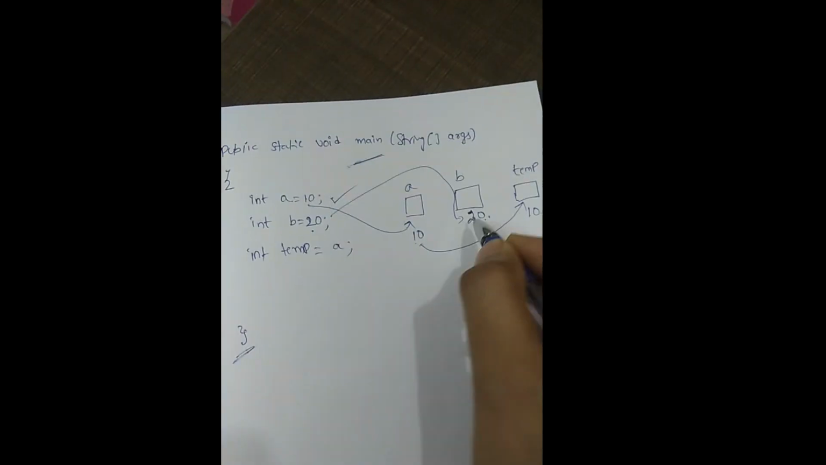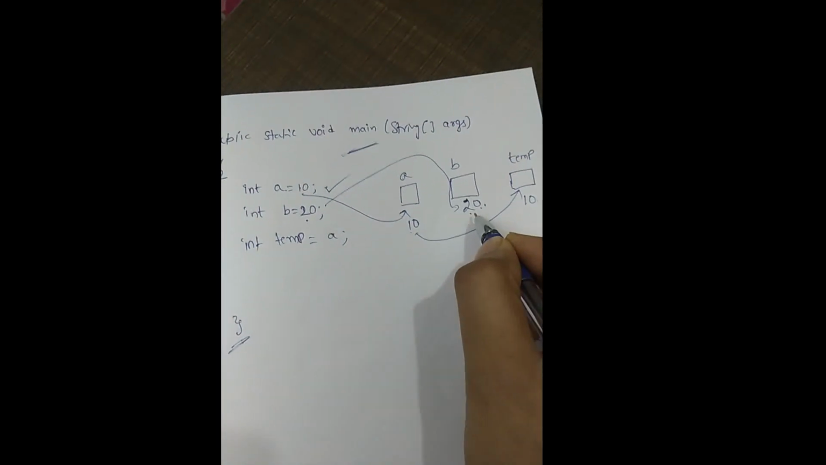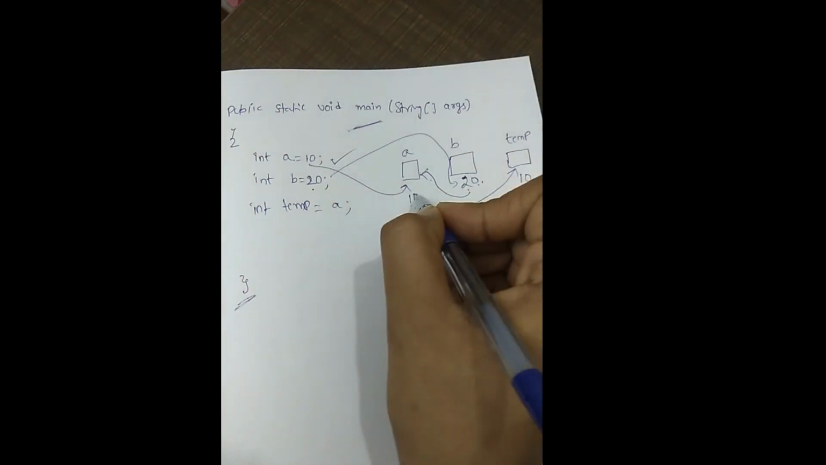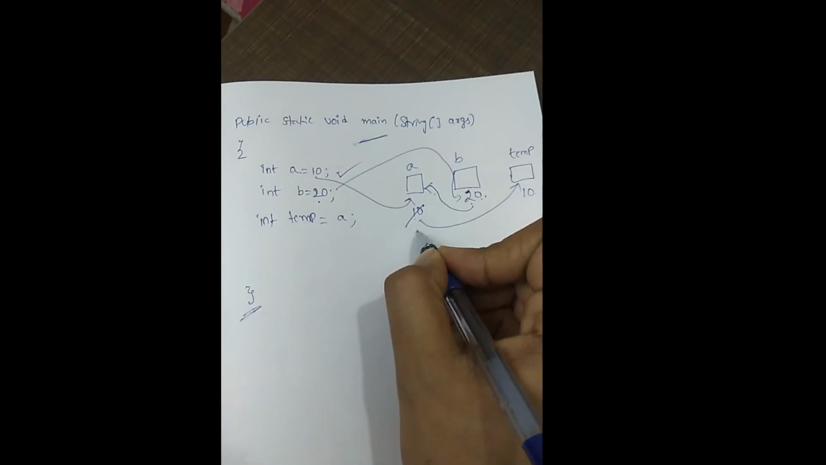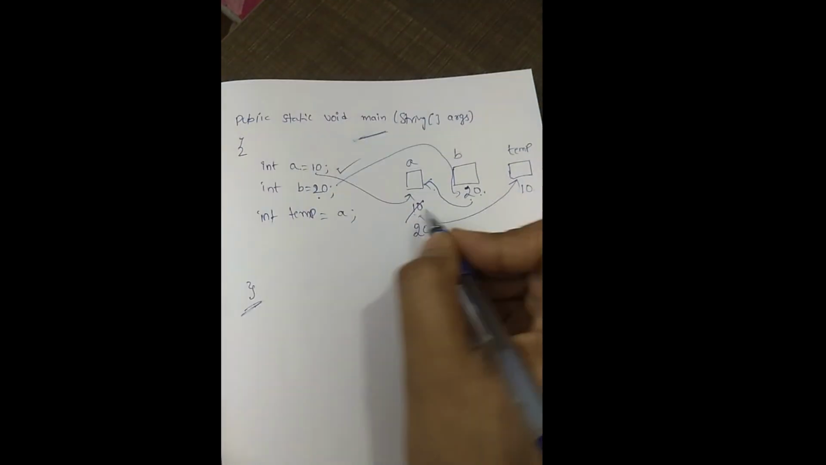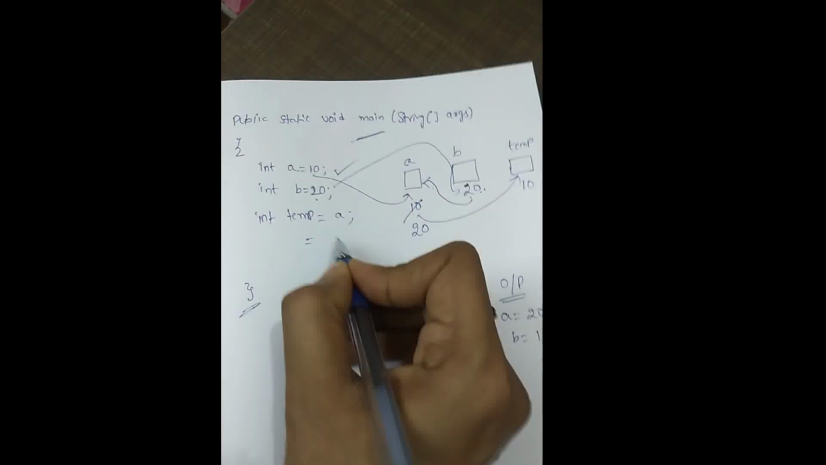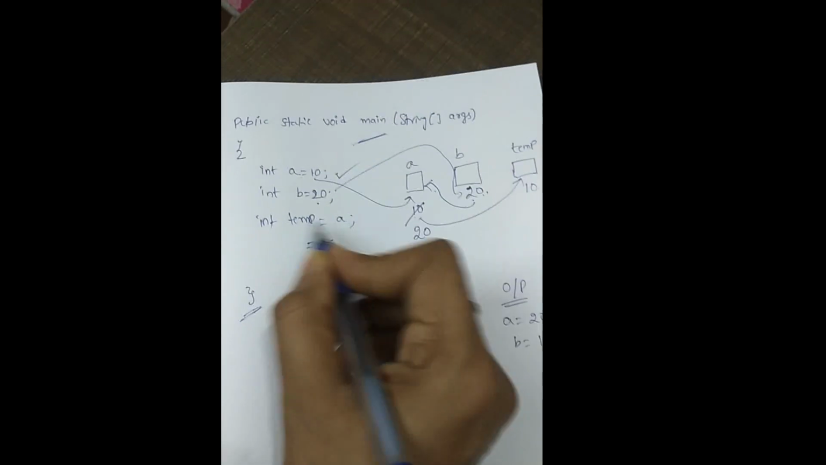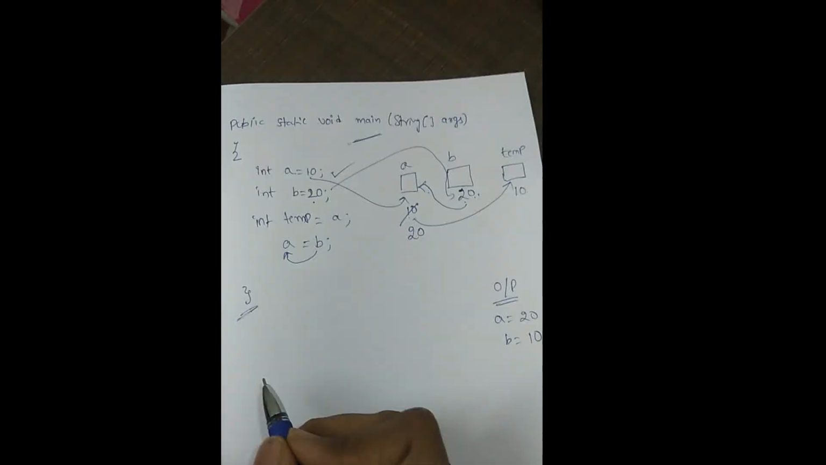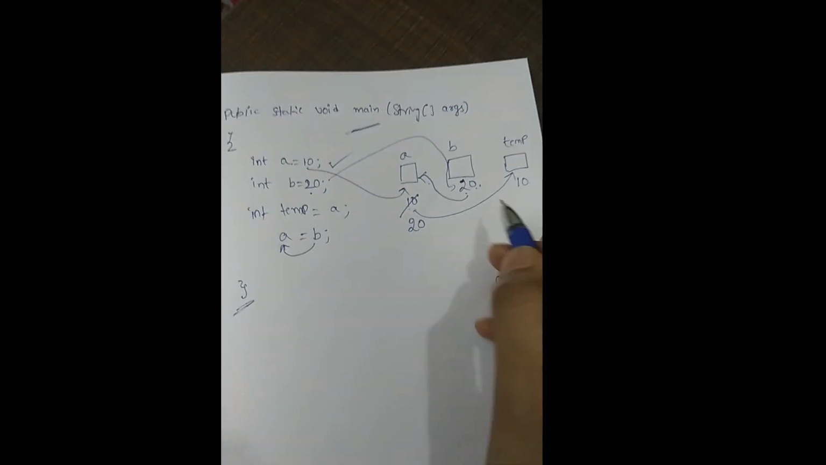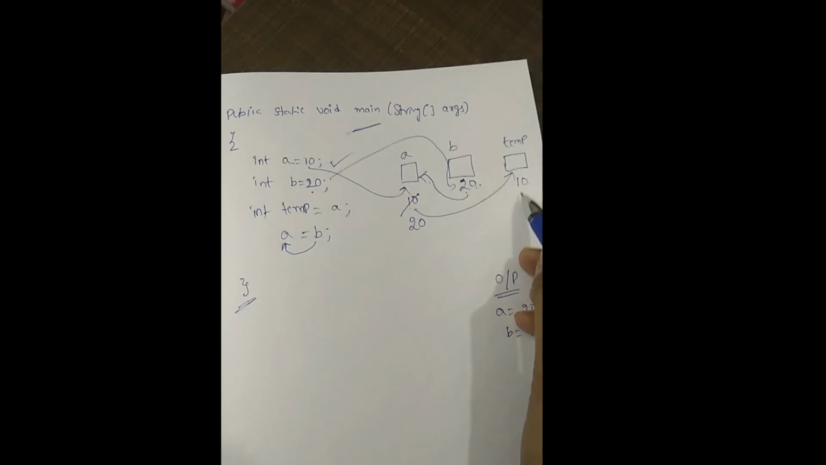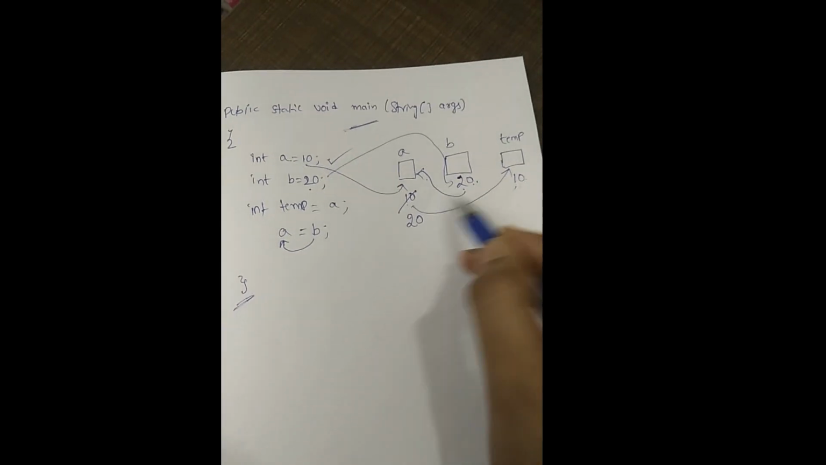Next, what is our step? The next step: the b value can be assigned to a. That means strike out the 10 value and keep the 20 value. So write the code here: a is equal to b. B is assigned to a like this. Now what is our next step? The backup of the a value can be assigned to b like this.